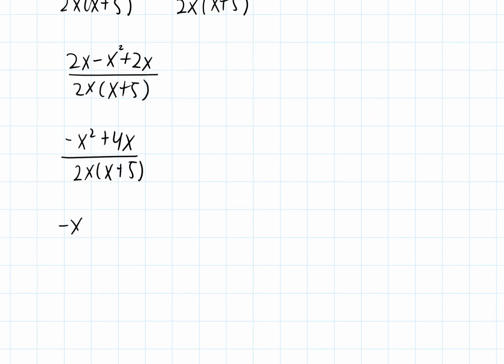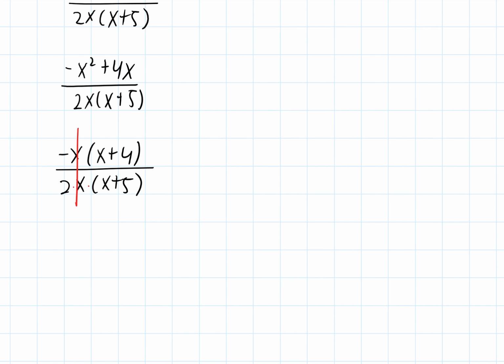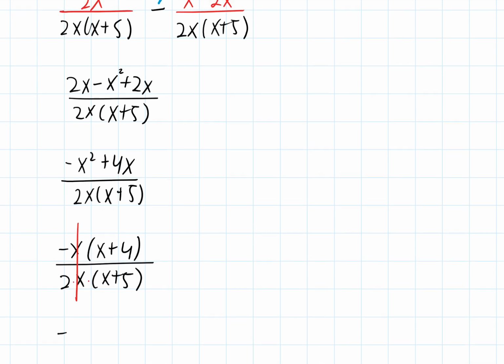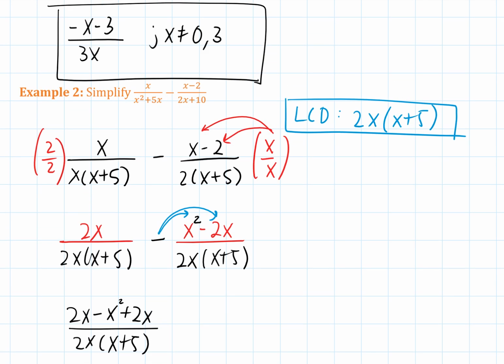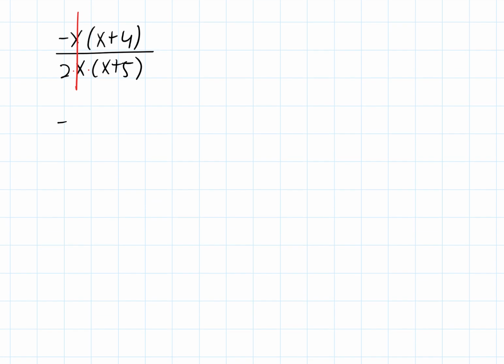Up top we can factor out a negative x. Keep in mind in the denominator, right, this means 2 times x plus 5. We're multiplying both the numerator and the denominator by x, so we can cancel that out. We're left with, it doesn't say leave it in standard or factored form, so personal preference, you get to pick.